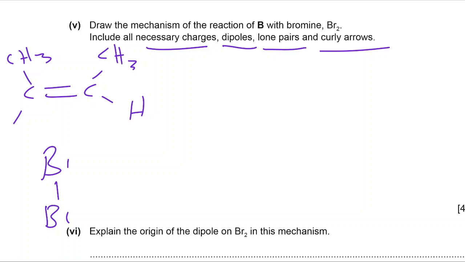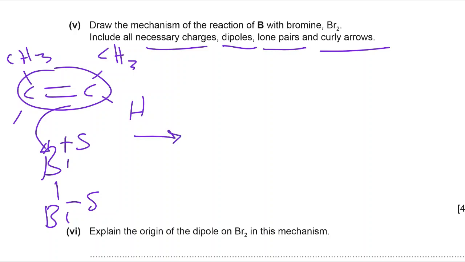You know, in the double bond you have a high density of electrons. In the bromine molecule we don't have partially negative and partially positive because it's a nonpolar molecule. But in this case, because this bromine is very close to the electrons in the double bond, it will be induced. The bromine which is close to the double bond will be partially positive, and the other partially negative, and then the double bond will attack the positive end. You will have this one.